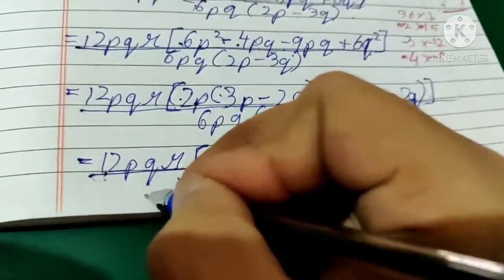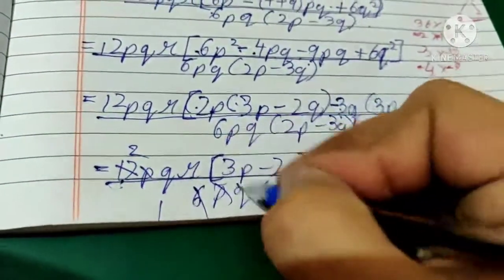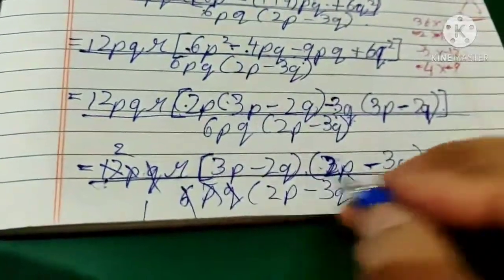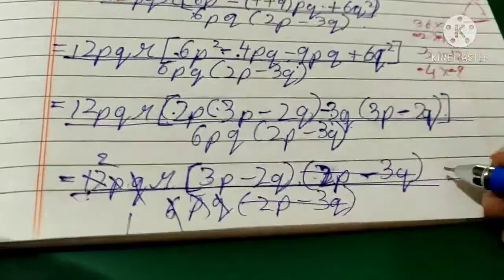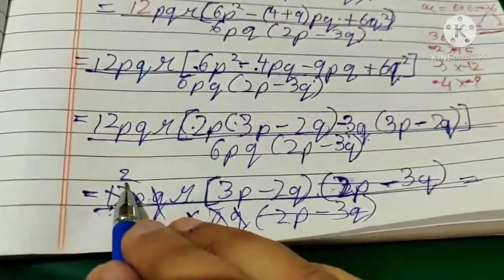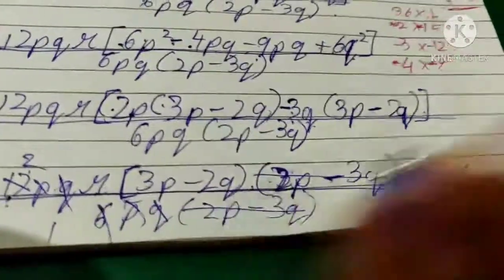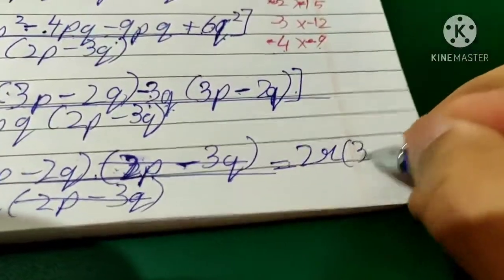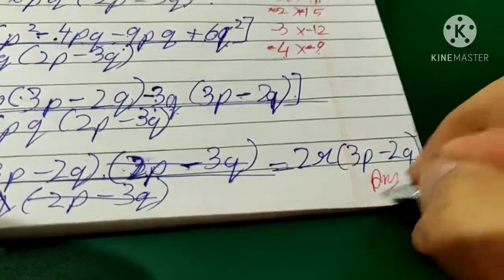So taking 6 ones are 6, 6 twos are 12, out of p, p, q, q. This 2p minus 3q, this 2p minus 3q is cut off. What are we left with here? 2 and r and 3p minus 2q. So this is our answer in this question.